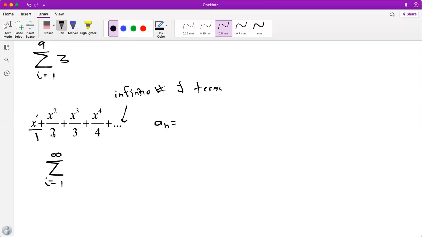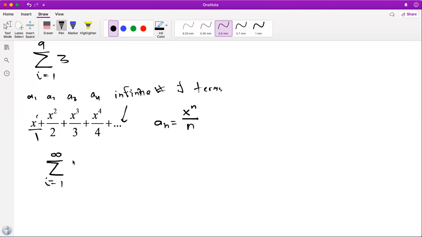For the second term, a2, the power is 2 and denominator is 2. For a3, the power is 3 and the denominator is 3. For a4, the power is 4 and the denominator is 4. Basically, a sub n is just x to the n over n. Because the index, you can see right here, and the power and the denominator are all the same number. 3, 3, 3, 4, 4, 4, n, n, n.